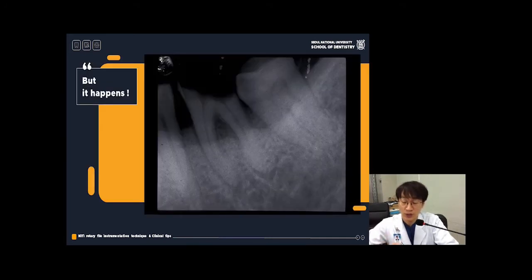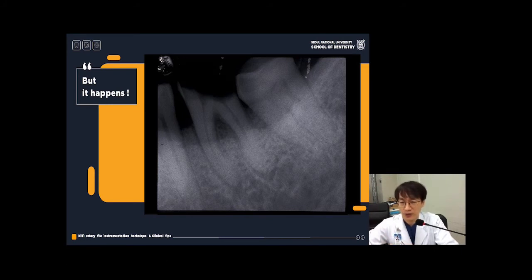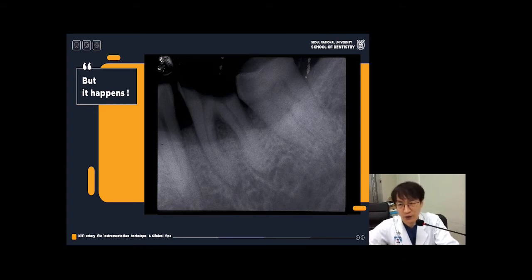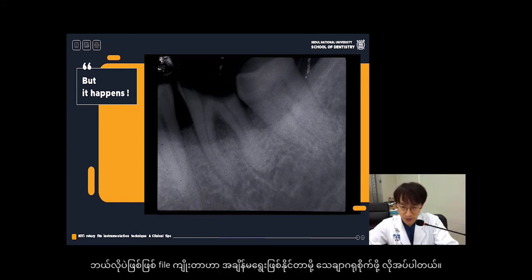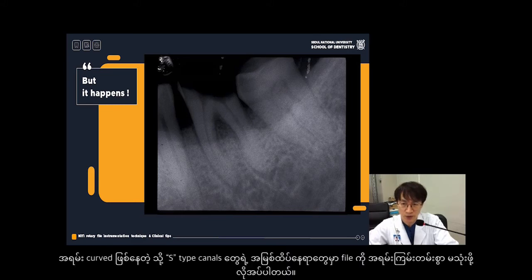So I'm going to give you another clinical tip to avoid that separation of the file. That's really helpful, whatever nickel titanium file you use. But anyway, it happens, so you have to be very careful not to use it aggressively at the tip of the root, like with a severe curvature or S-type curvature. But it happens.